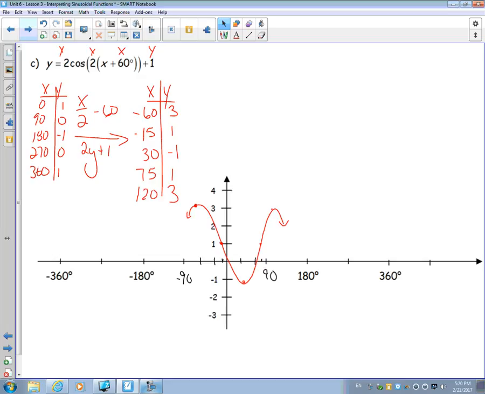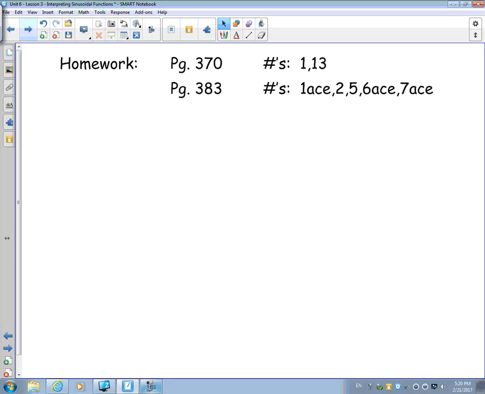Okay, and that's the end of that lesson. Okay, some homework you can try, being able to work with some problems, and also being able to draw some transformations of sinusoidal curves.